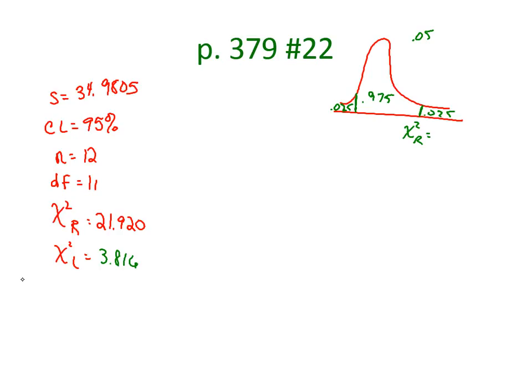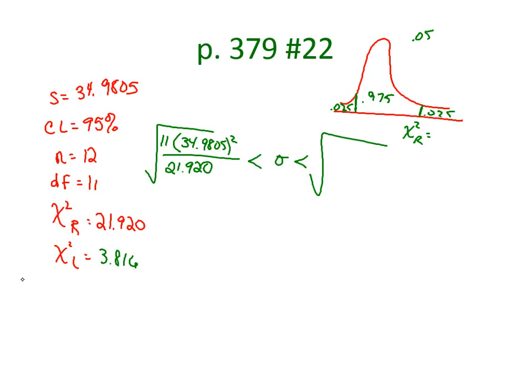And so those are the things we're going to plug in. We're going to take the square root of n minus 1, so that's going to be your 11, times the sample standard deviation squared, divided by the chi-squared on the right, which was the 21.920. We'll take the square root of all that, be less than my population standard deviation, and then do the same thing on the right.